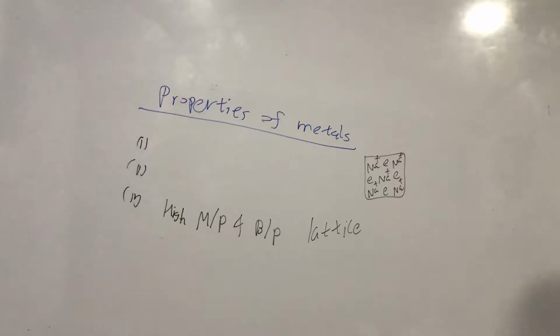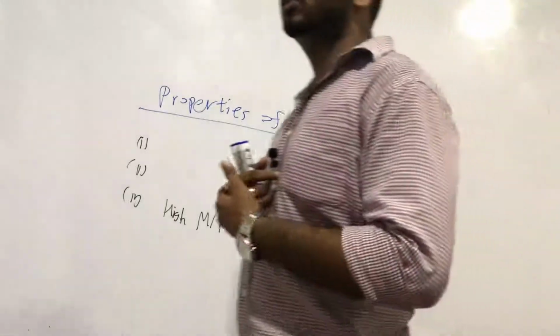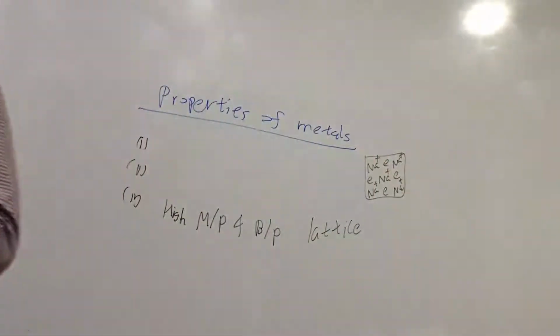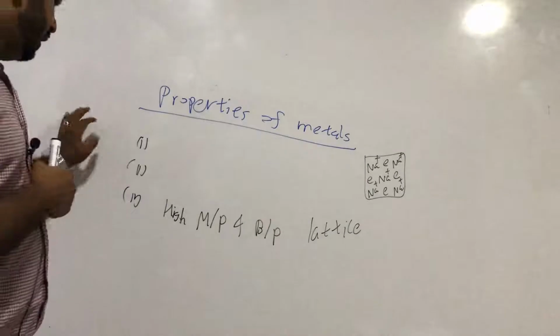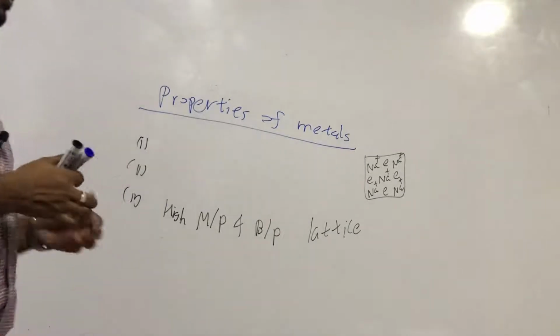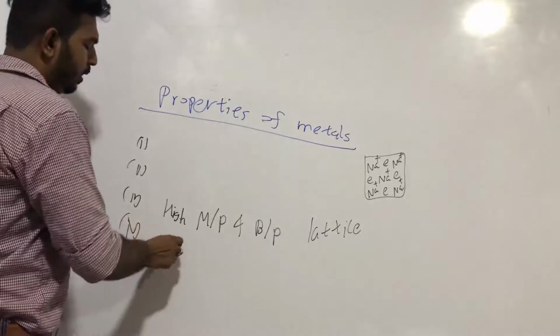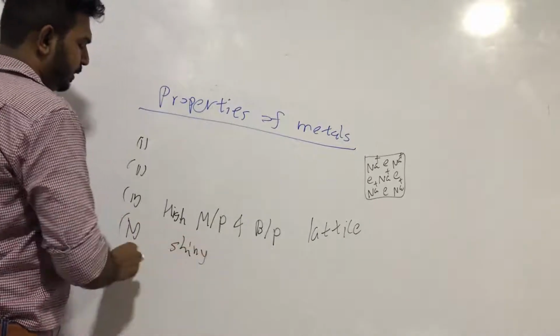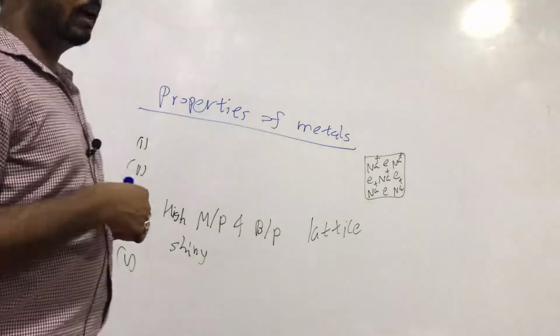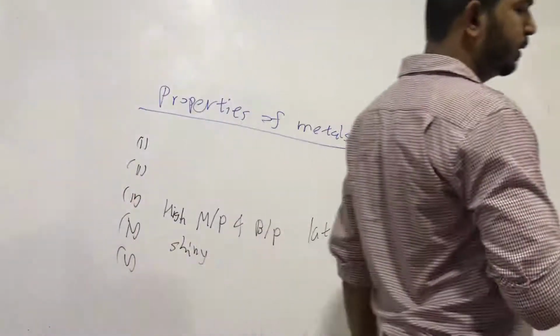Okay, then the fourth one is shiny surfaces. All metals are shiny like that. Shiny surfaces. Write quickly with it.